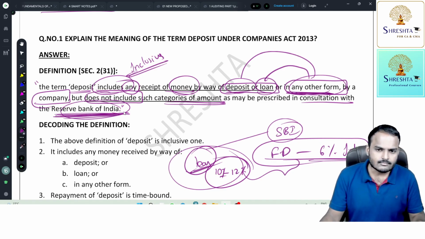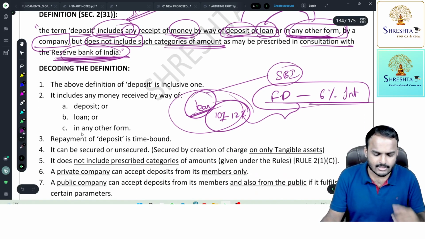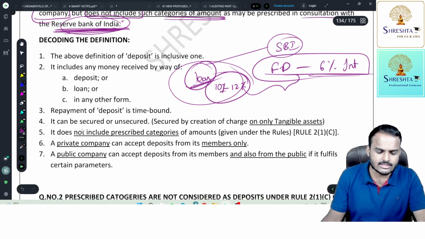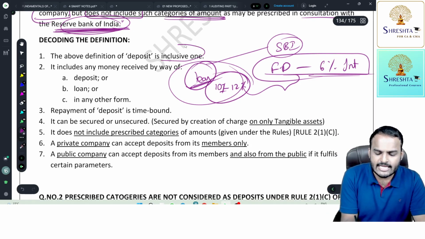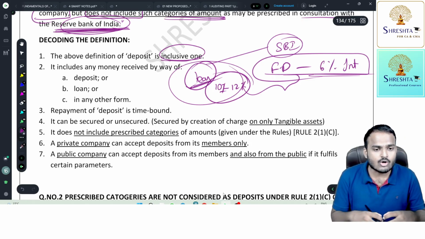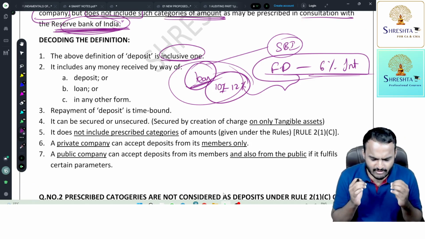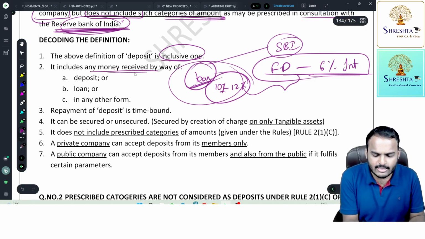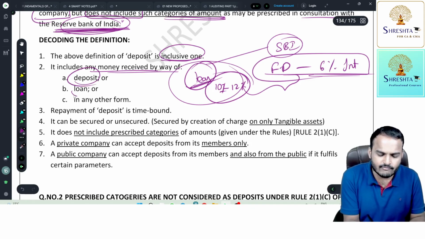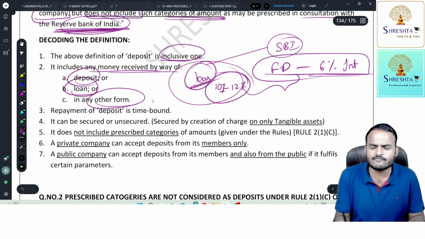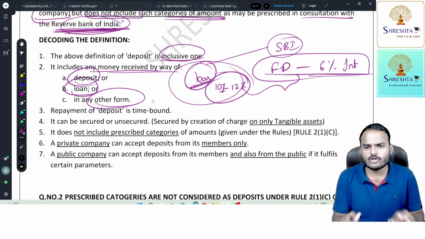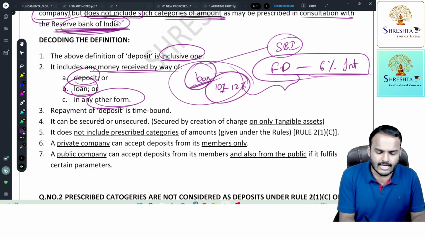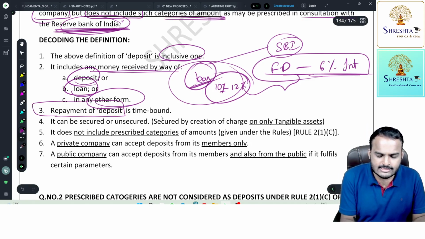Okay, fine. Now let's decode the definition. I read the definition, but let's decode it. The above definition of deposit is an inclusive one. Yes, it includes all categories. Whatever money is received by the company by way of deposit, by way of loan, or in any other form, we call it deposit. And repayment of deposit is time bound.